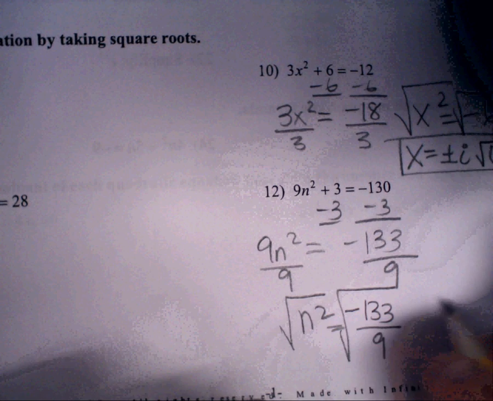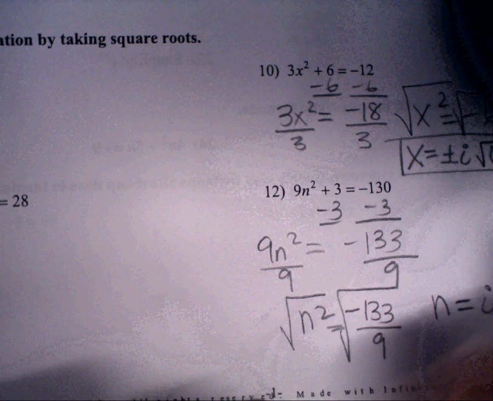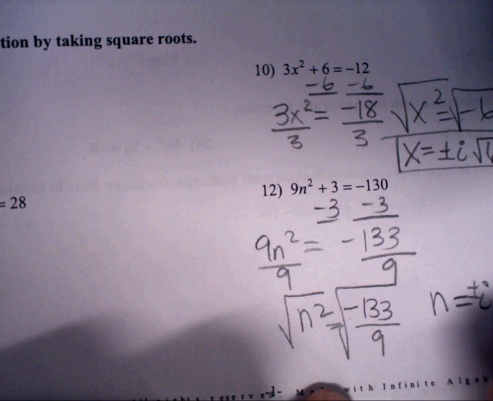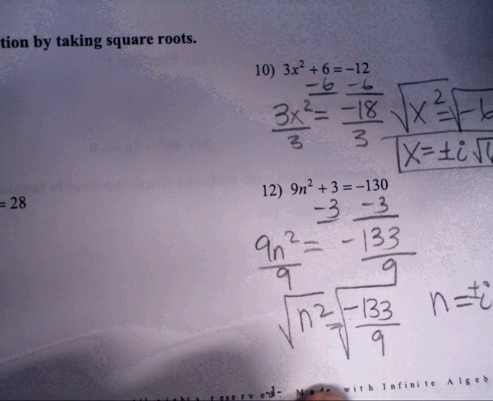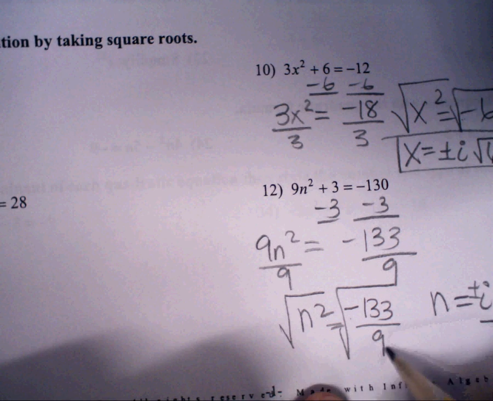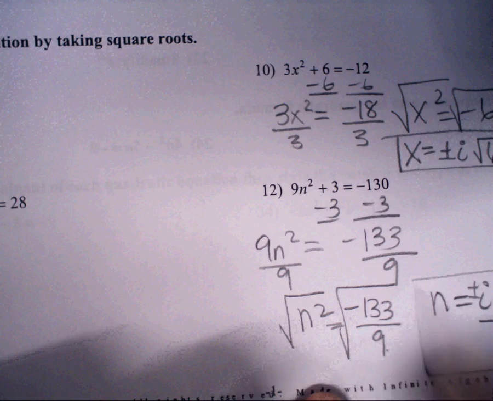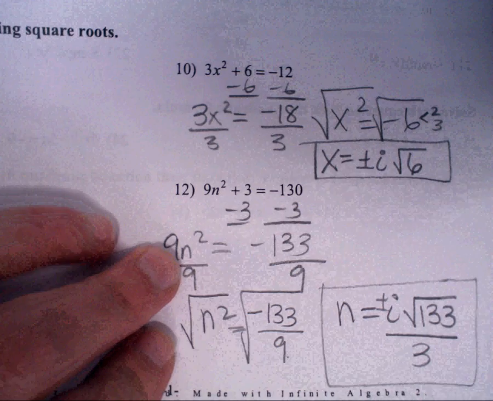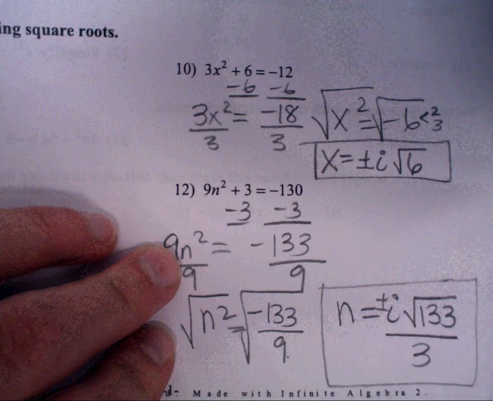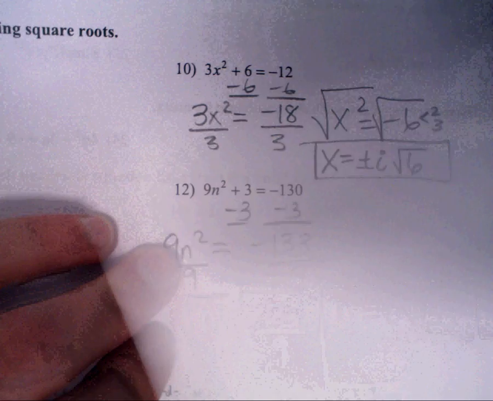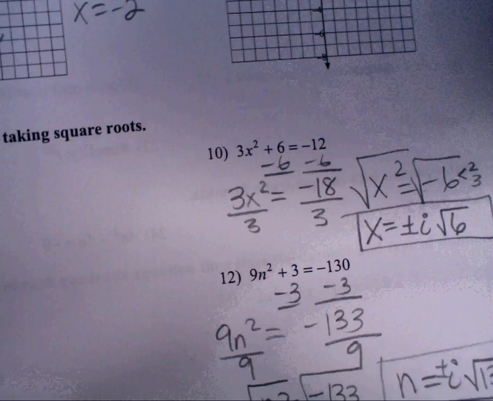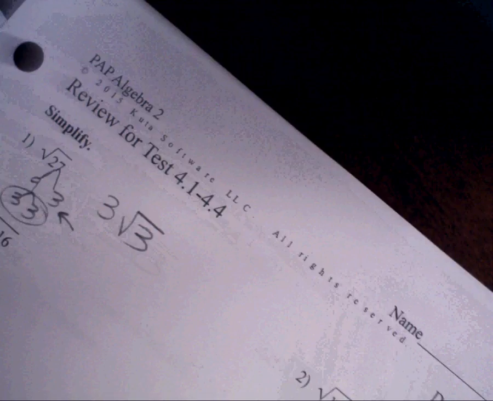Because when we square root this, the i will come out because of the negative. It's plus or minus always. Square root of 133 cannot be broken down. And then the square root of 9 is 3. Alright, so let's move on to the next page, which is solving by factoring, the next way to solve quadratics.